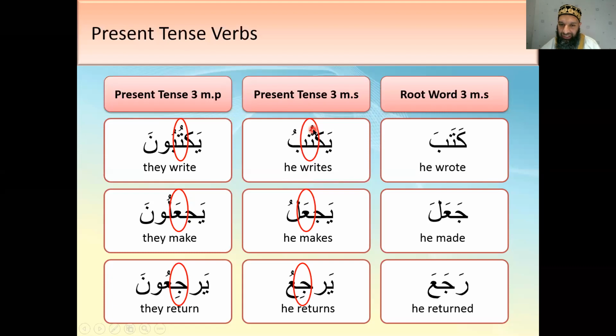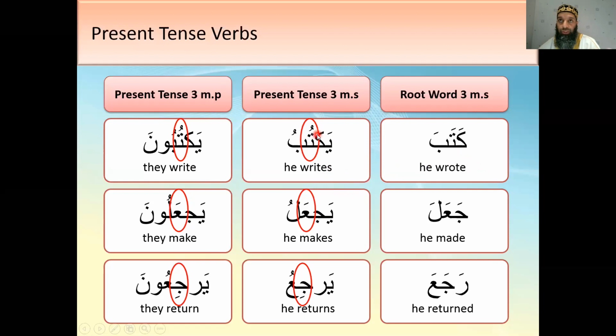Right. So this third letter, the vowel on this, we can't figure it out. If I give you a word, dhakara, what is the present? Is it yadhkuru, yadhkiru, or yadhkaru? Which one is it? You wouldn't know. You might be able to think about it and say yadhkuru sounds right. Yadhkiru, it's difficult to say, so it's not that one. Yadhkaru is a bit hard. It's yadhkuru. You might be able to figure it out, but really there's no rule to figure out the vowel on the third letter for the present verb. You just have to learn it with the verb.